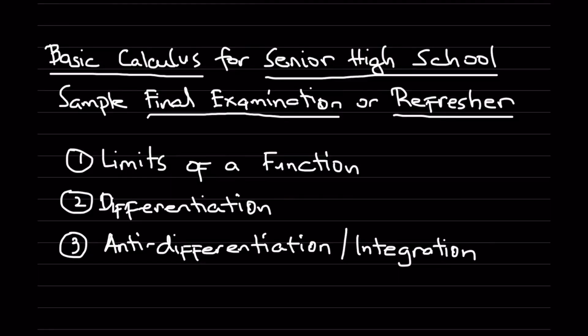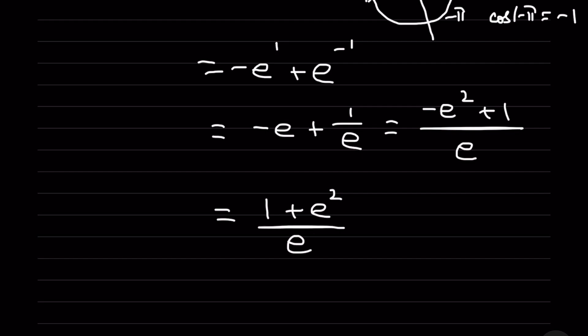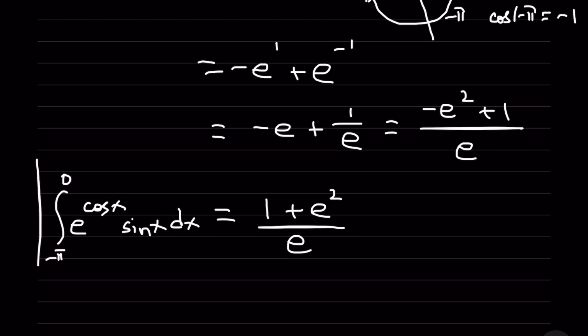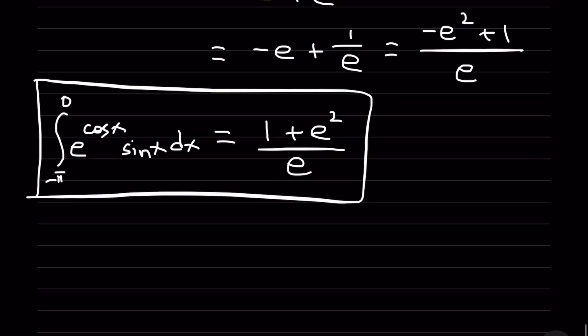Then the final answer is 1 plus e squared over e. There's a correction here. It must be negative minus e, not plus e.